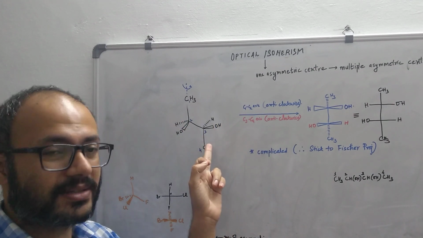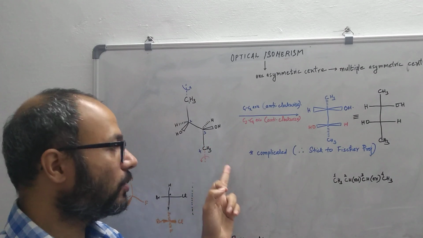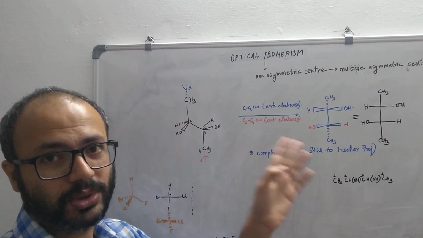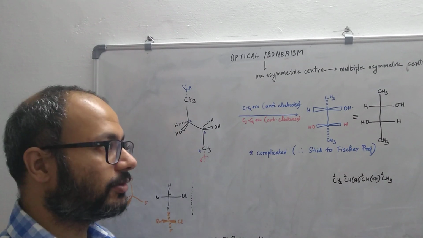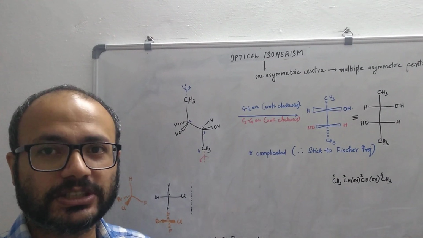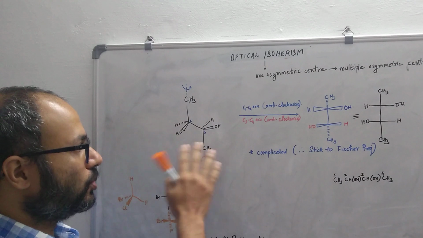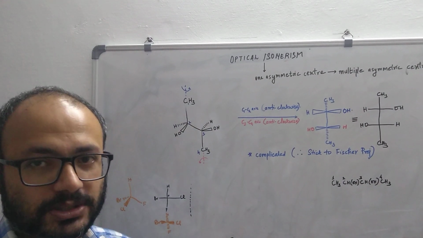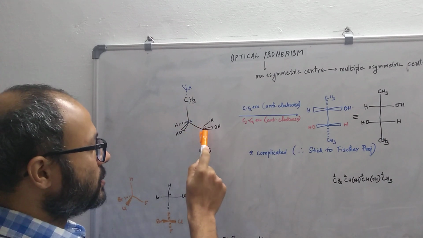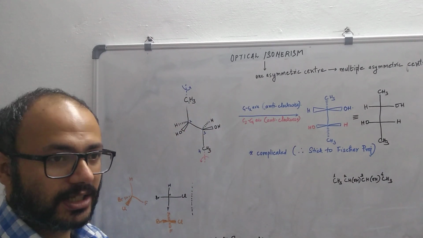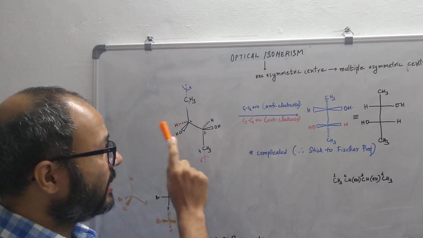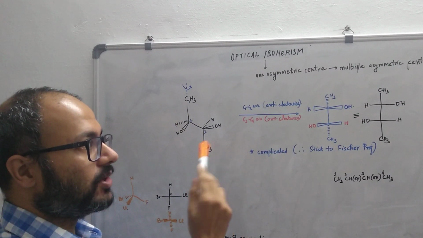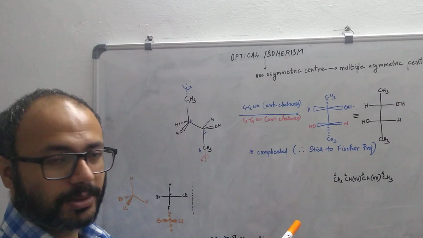For two asymmetric centers it's still fine, but when you come to more than two, it would be very difficult to show the conversion each time. So we will be concentrating only on the Fischer projection formula. But today I'll show you how this perspective formula can be converted into a Fischer projection formula. So this is the perspective formula for this butane-2,3-diol. What I'm going to do is convert it into a Fischer projection formula.